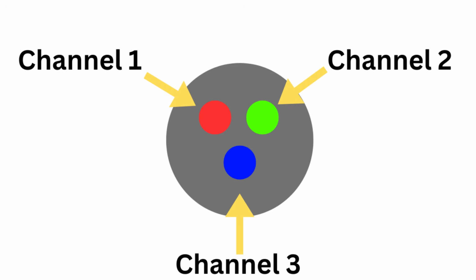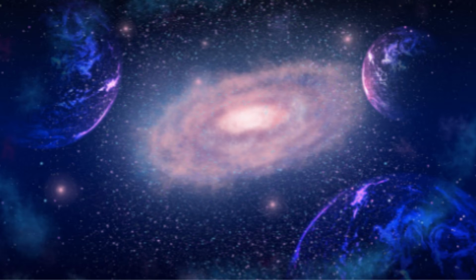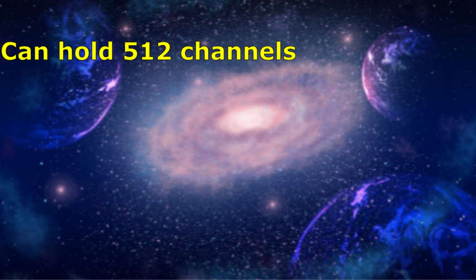So since there's 3 different LEDs in each pixel, there's 3 channels of data that go to each pixel. 1 for the red, 1 for the green, and 1 for the blue. Each channel can have a different value set to it for how bright the pixel needs to be. So basically each pixel takes 3 channels of data. A universe is what holds the channels inside of it, and a universe can hold up to 512 channels.